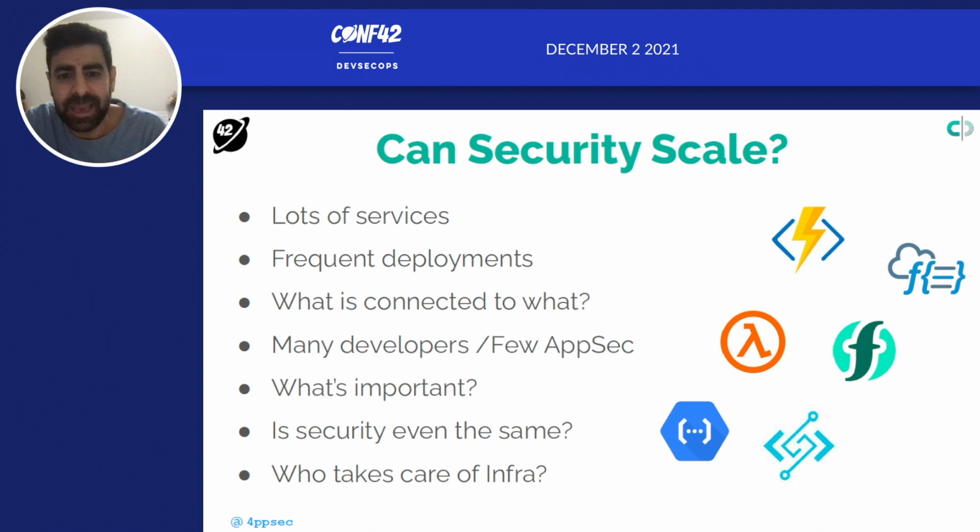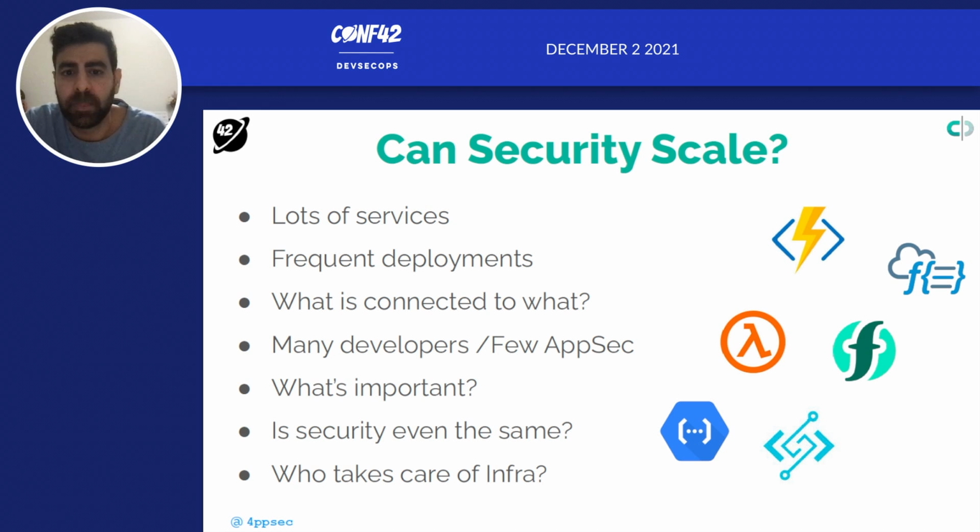Can security scale on serverless? Well, it can, but there are some challenges. There are a lot of services. Lambda is just one of them, but it connects to many others. There is frequent development. It's not a monolith application with downtime. Serverless functions go to production on a daily basis. What is connected to what? We discussed this. It's hard to know, if you're not the developer that wrote the specific function, what it is connected to. And in this case, of course, even before, there are many developers, fewer AppSec and security teams, so it's hard to follow.